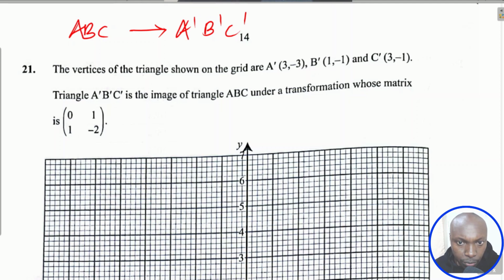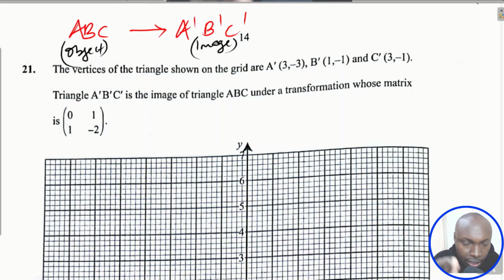Now we're given the coordinates of the image. So this is the object, and this one is the image. We're not given the coordinates of the object, but we're given the coordinates of the image. Now what do you do in such a case? We are required to get the coordinates of the object, and we only have the matrix of transformation and the coordinates of the image.